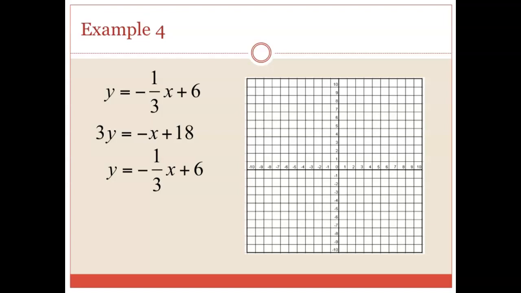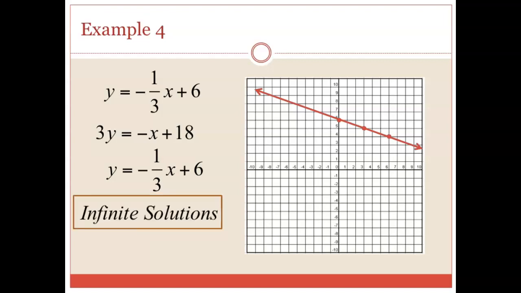Now what does that mean? Well, if we're graphing this, that means that if I graph the first line, negative 1/3 x plus 6, I start at 6, I go down 1 to the right 3, and so on. And then if I do the same thing with the second line, I start at 6, and I go down 1 to the right 3 again, I end up with the exact same line. Where do these two lines intersect? Well, everywhere on that line. So we would say that this is going to be an infinite number of solutions, and those solutions are the ones that are on this line.